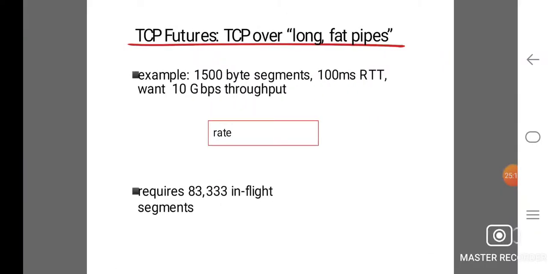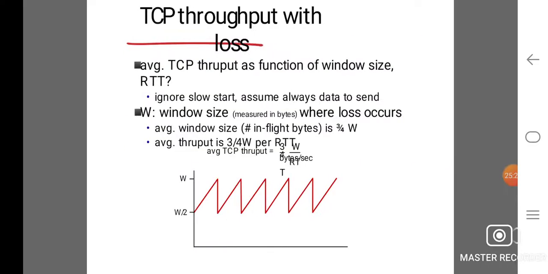TCP over long fat pipes. Example: 1500 byte segments, 100 ms RTT, and we want 10 Gbps throughput. That rate requires 83,333 in-flight segments.